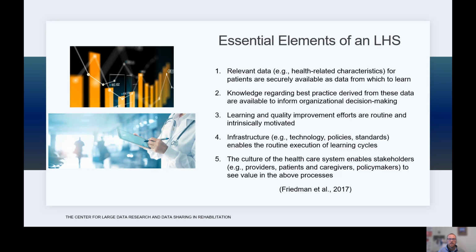Also, infrastructure, so the technology, policies, and standards form the foundation upon which these learning cycles can be routinely executed. And I'll go into detail about what a learning cycle is in just a moment. And lastly, the culture of the healthcare system enables stakeholders to see value in the above processes, kind of related to what I just said about number 3, that the norms and beliefs of those involved in patient care incentivize quality improvement efforts. Again, not just because they have to be engaged in, but because they are valued by all involved within the health system.